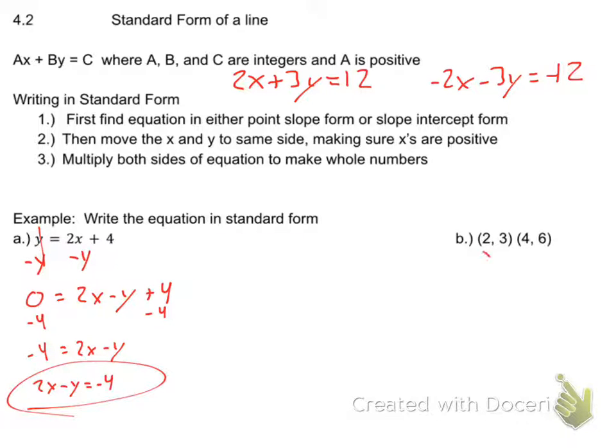I got 2 points, so right off the bat, I'm going to call it x1, y1, x2, y2. It does not matter. And this one, I'm going to use a formula, so I'll write it down. M equals, and it happens to be the slope formula, y2 minus y1 over x2 minus x1. And so, start filling it in. 6 minus 3 over 4 minus 2. That works out nice. So I get 3 over 2. I get 3 halves. 3 halves is the slope.